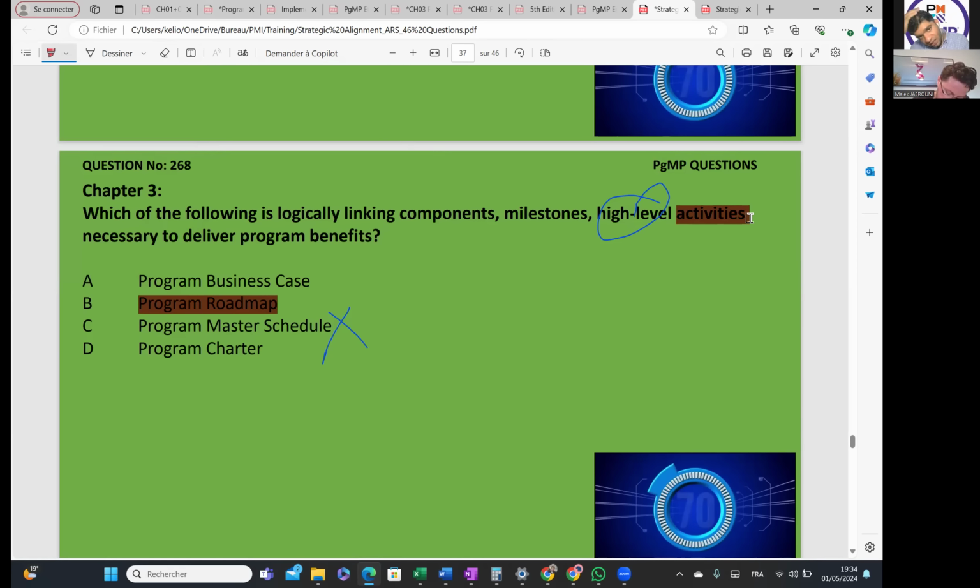But the main point is that, like we said at that time, when we are making the master schedule, level 0 is your roadmap. And as soon as we open up level 1, level 2, the activities are actually coming in. That converts the roadmap into your schedule. So the keyword here is activities. When we say activities, it's schedule. Roadmap doesn't have the activities. Roadmap can only have the logically linked milestones, but activities are only in the schedule. Okay.